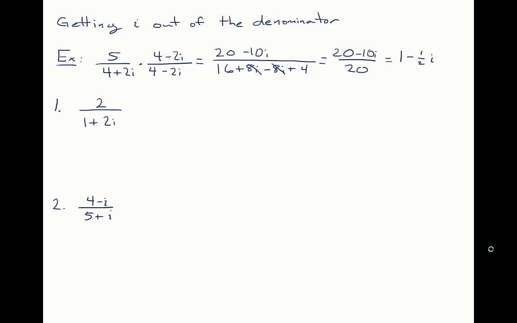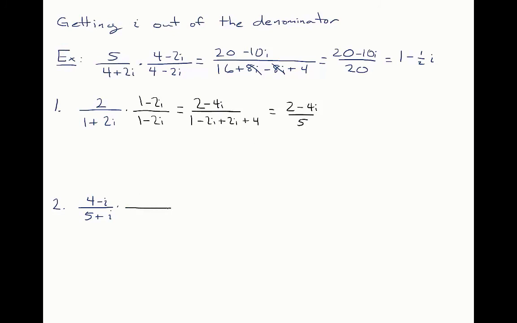Okay, so our first one, we're going to multiply by 1 minus 2i on the top and the bottom. So on the top, that gets us 2 minus 4i. On the bottom, we get 1 minus 2i plus 2i, and then plus 4. So that equals 2 minus 4i divided by 5. Now you can see what the real and imaginary parts are.